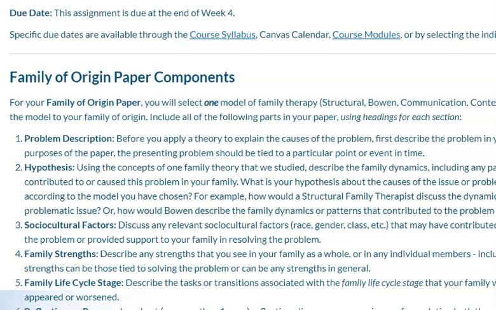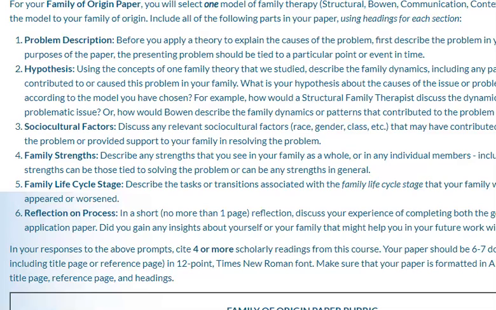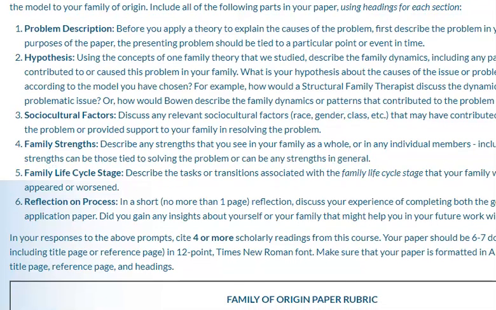So I've gone to the Family of Origin paper components in the major assignments section of the syllabus. So you're going to select one model of family therapy. And since we have gone through structural, you'll look at Bowen's, you'll look at communication, contextual, and apply that model to your own family of origin. Make sure to use the headings for your paper so that you don't leave anything out. So you're going to look at the problem description, the hypothesis, the social cultural factors, family strengths, family life cycle stage, and your reflection on the process.